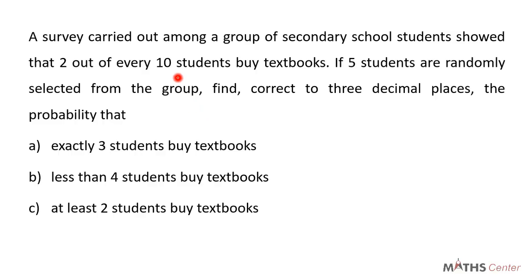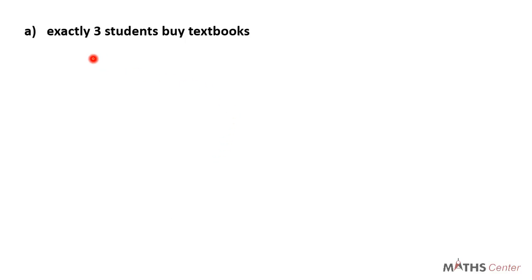When you select a student, either the student buys textbooks or the student does not buy textbooks. Because this is a binomial situation, we can use the binomial probability distribution to find the probability of these events. Let's begin with the first one. Exactly 3 students buy textbooks. We are going to find the probability that exactly 3 students buy textbooks.